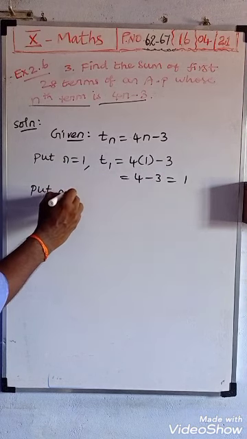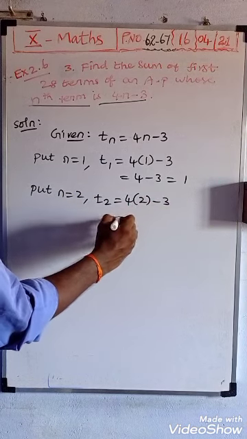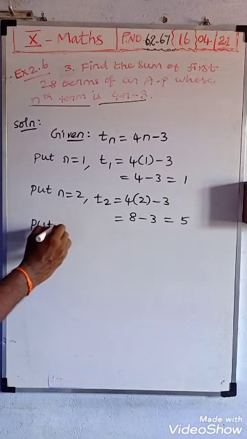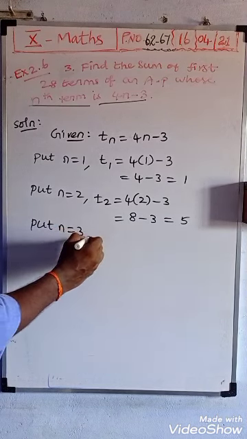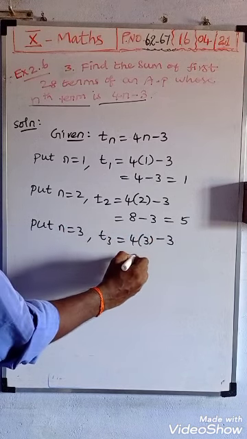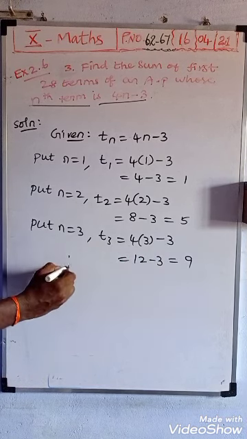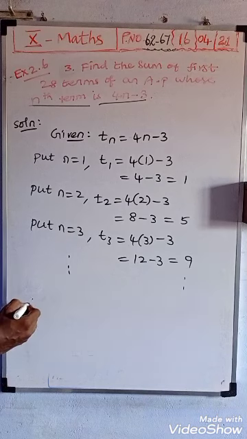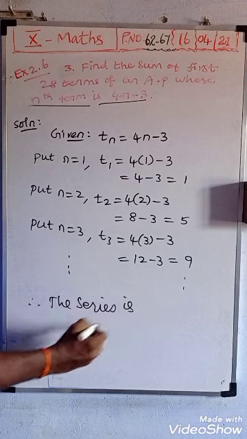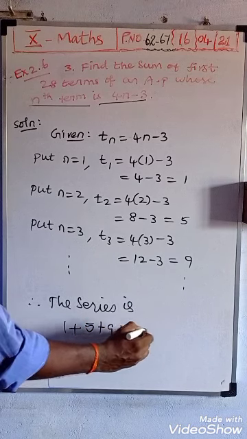Next put n is equal to 2. So T2 is equal to 4 times 2 minus 3. 4 2s are 8, 8 minus 3 we receive as 5. Next put n is equal to 3. T3 is equal to 4 into 3 minus 3. 4 3s are 12, 12 minus 3 we receive as 9. It will go on. Therefore, the series is 1 plus 5 plus 9 plus and so on.